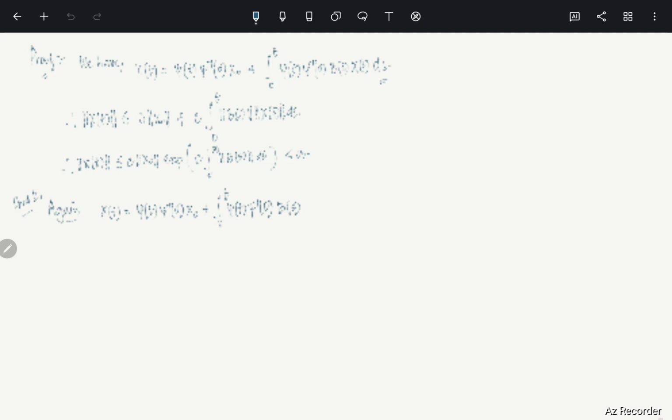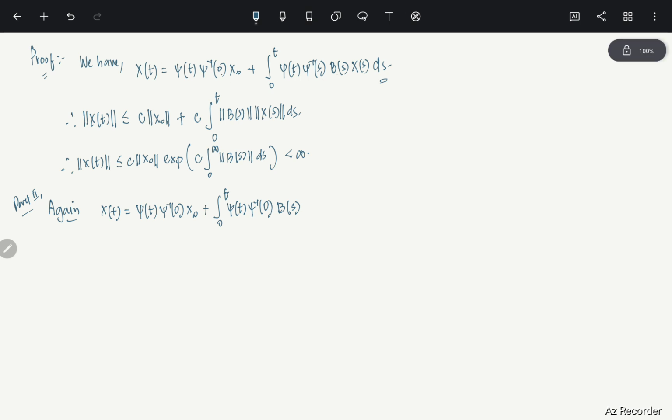I should not write phi inverse of 0. So I'm sorry about it. But anyway, it does not change anything, but the formula is correct. This is the formula. Here it is phi inverse of 0. Here it is phi inverse of s. And here also, sorry, phi inverse of s, b of s, x of s ds. Clear? Now this is fine.